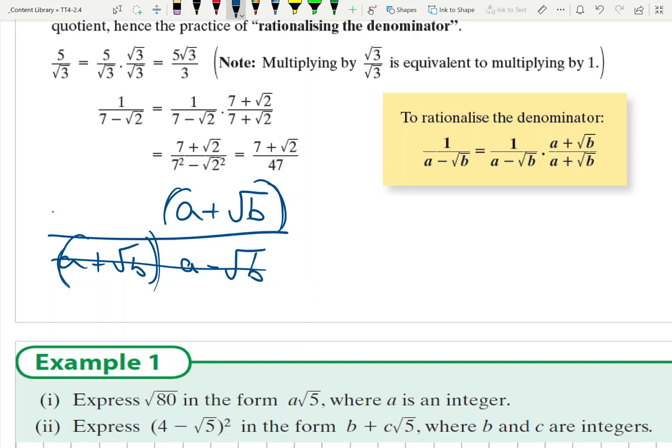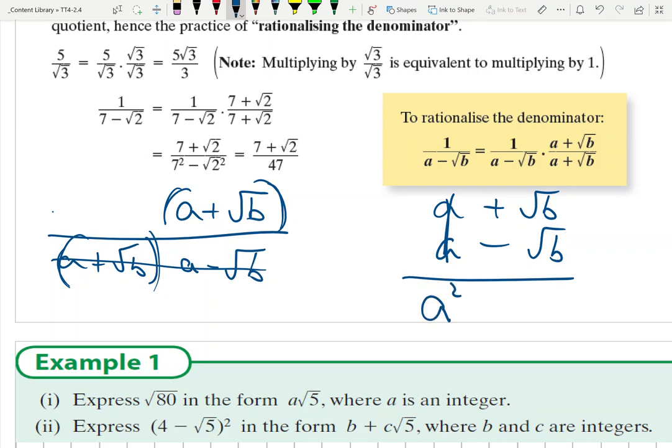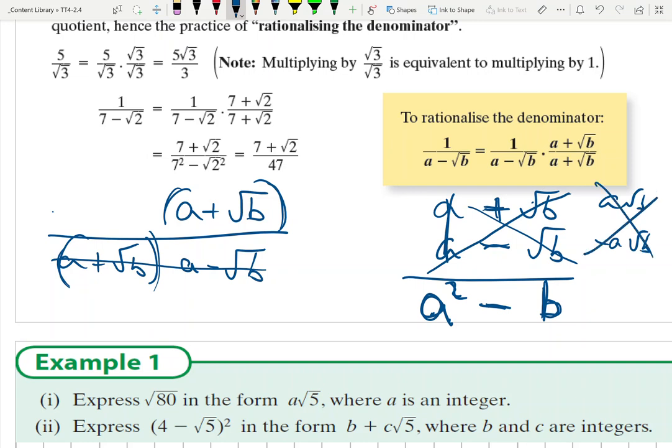Let's see why that is. I'm going to write it in this form to multiply it out. Okay, a by a. Come on, a by a is, you tell me, a squared. Plus by minus is minus. Root of b by root of b is b. Now we're noting a plus root of b times a minus root of b. A squared minus b. Hold on. What about our cross products? A root b minus a root b. Annihilate. Gone. So you have a squared minus b.